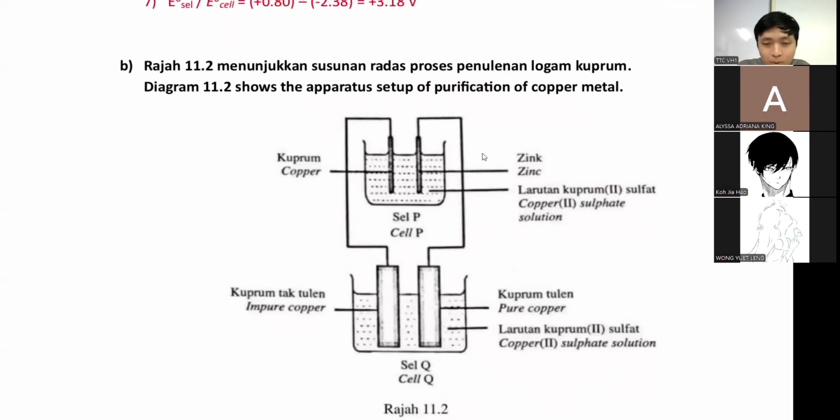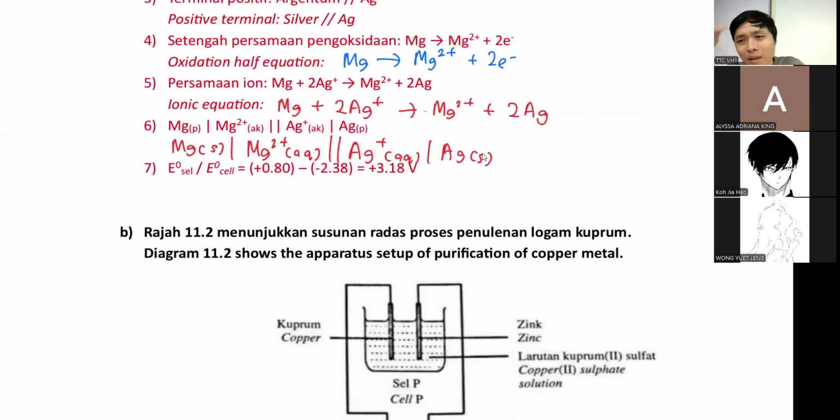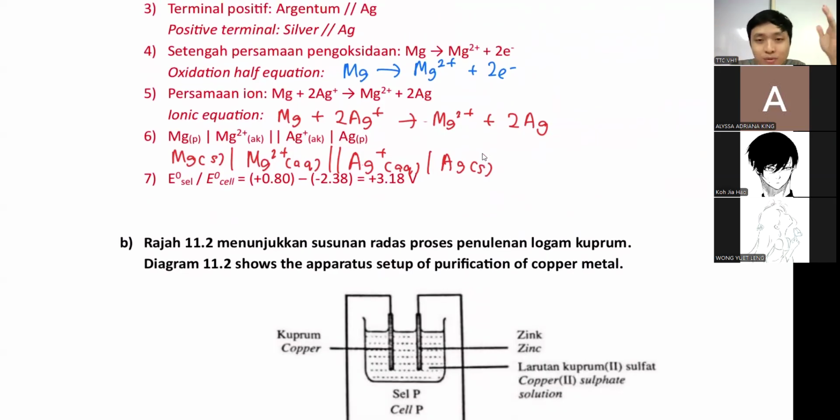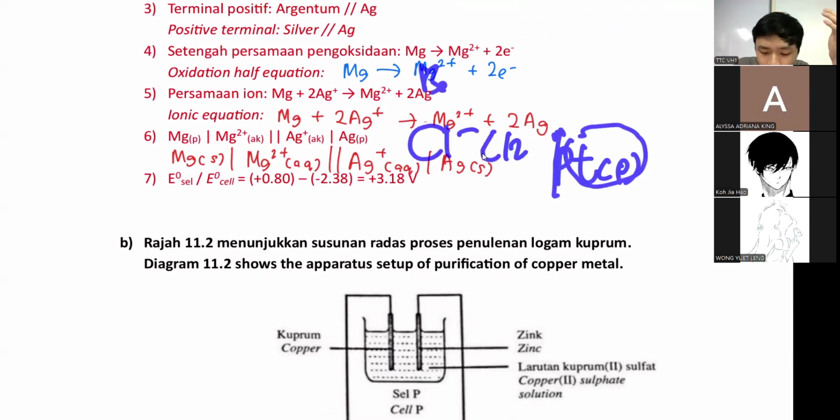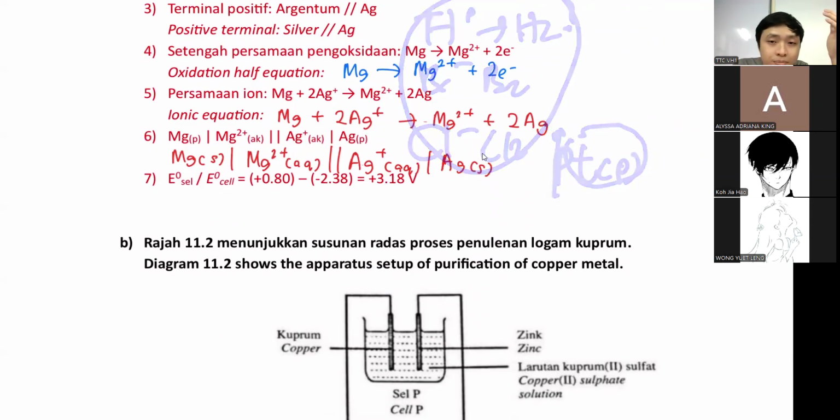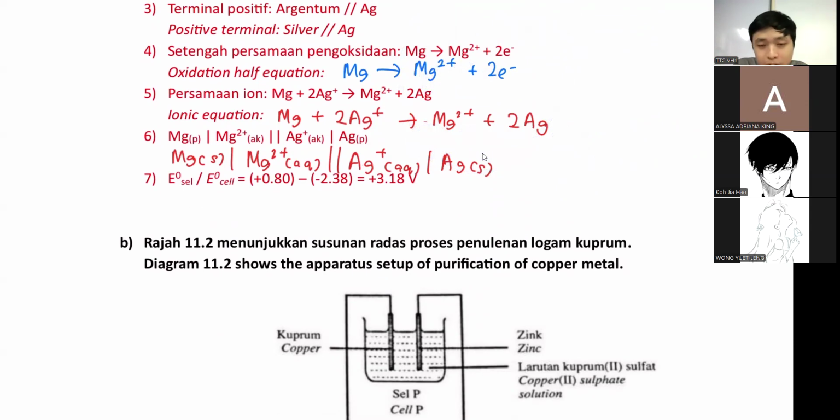Okay, diagram 11.2 shows the apparatus setup of purification of copper metal. Trial got it, interesting. I saw a few questions before. It came out before, but a bit rare. Just for you extra. Ending must have platinum, if they use platinum, because the platinum doesn't get involved in the reaction, either it's Cl minus becoming Cl2, Br minus becoming Br2, or H plus becoming H2. This one at the anode happens, so you have to use platinum.